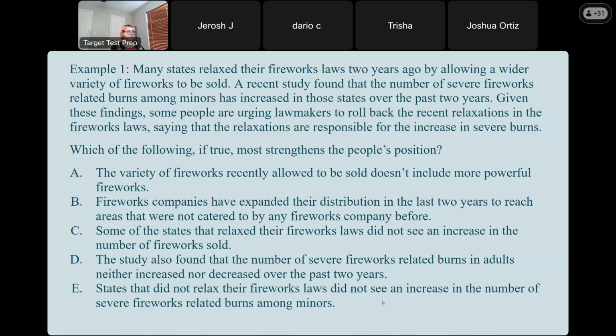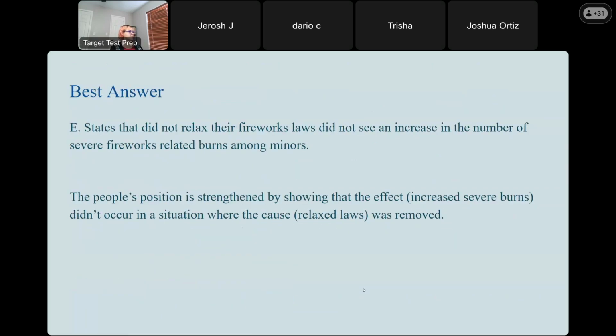So there are a few different ways that we can strengthen a cause and effect answer. One of them is this. We can take away the cause and see if the effect still happens. And if it doesn't, then the cause and effect is strengthened. If it did still happen, so states that did not relax their fireworks laws did still see an increase in the number of severe fireworks related burns among minors, that would weaken the argument, because then we're experiencing the effect without the cause. So I'm liking E.